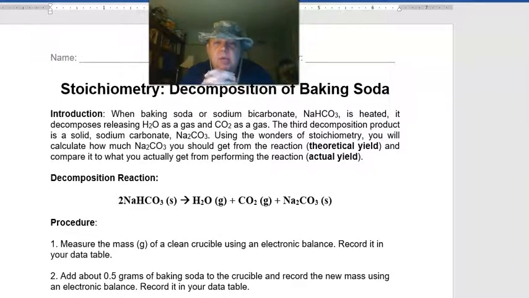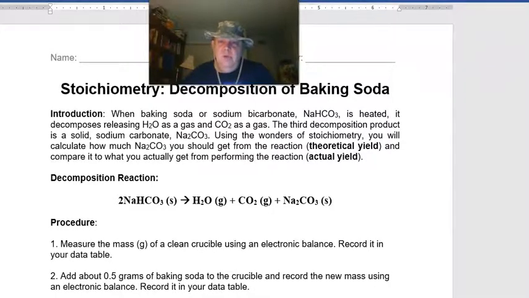In this lab, we are decomposing baking soda. We're going to heat that up and you are going to have an actual yield, what you physically measured, and a theoretical yield, which you are going to take your calculator and figure out on paper. So let's get this thing started.